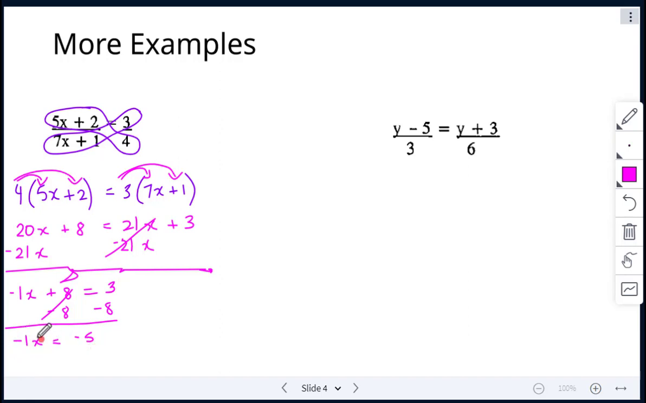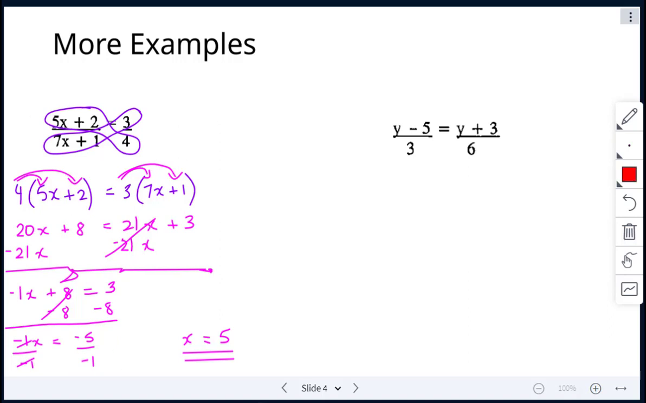So we still haven't completely solved for x because we have to get rid of that negative 1. So we're going to divide by negative 1, divide by negative 1. So that will cross out there on the left side because negative 1 divided by negative 1, now you're left with just x. So x is equal to negative 5 divided by negative 1, which is positive 5. So our answer is x is equal to positive 5.